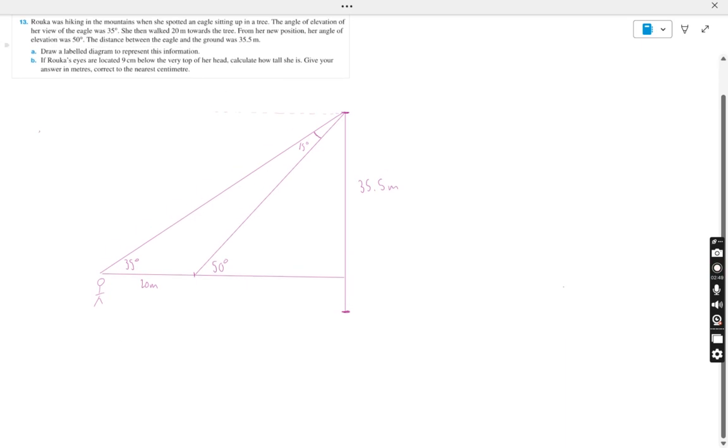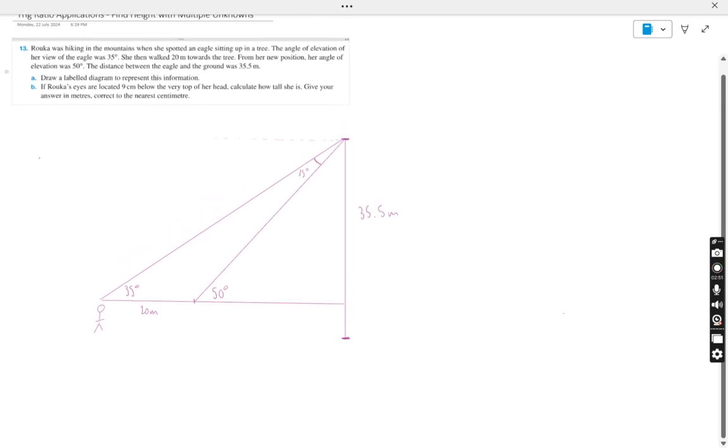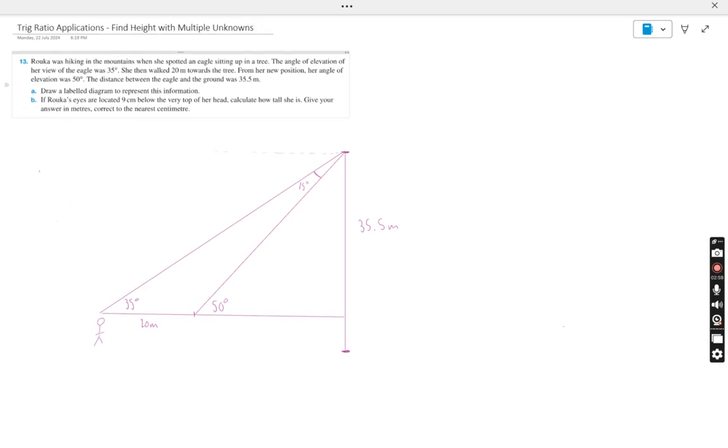Okie dokie. Now, we've just done part A, draw a labeled diagram to represent this information. Part B: if Ruka's eyes are located 9 centimeters below the top of her head, calculate how tall she is. Give your answer in meters, correct to the nearest centimeter.